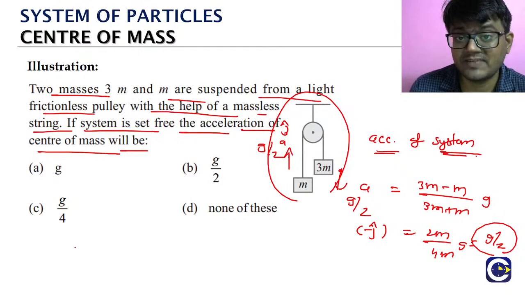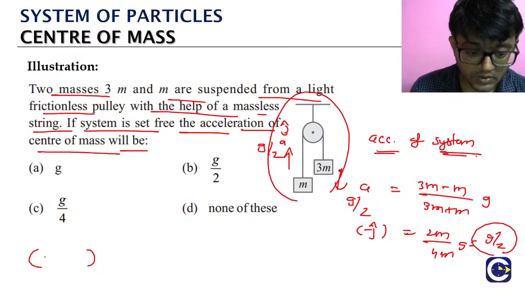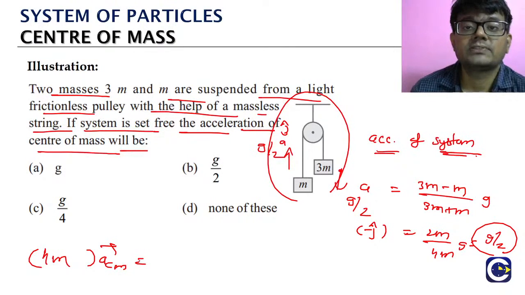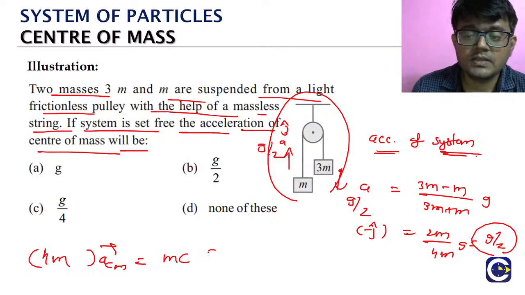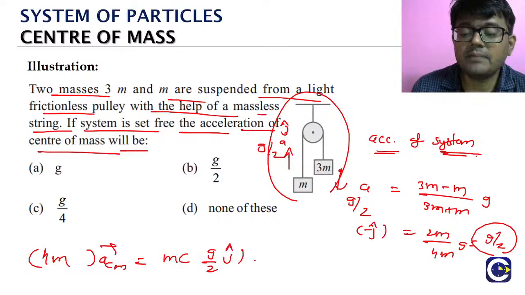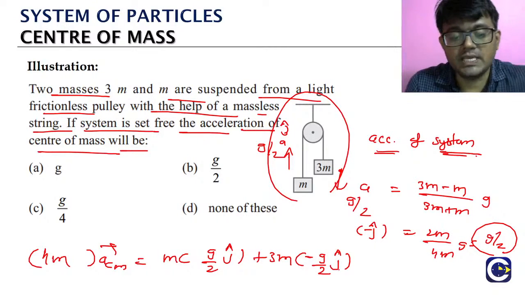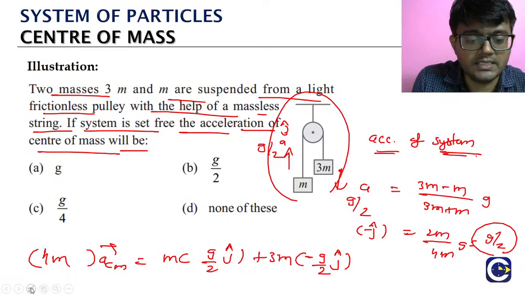இப்போ பாருங்க, what is the relation for the accelerations? ஞாபகம் இருக்கா? Total mass 4m into acceleration of center of mass is equal to what? m1a1 plus m2a2, அந்த மாதிரி தானா? So m1 means what? g by 2 j cap plus m2 means what? minus g by 2 j cap. அவ்வளவுதான். இதுல இருந்து we are able to get the answer.